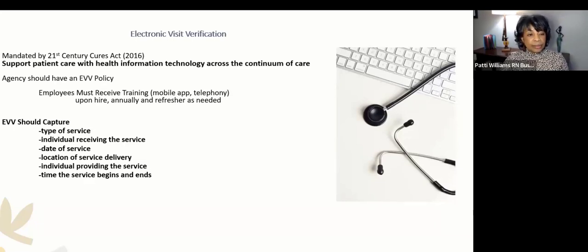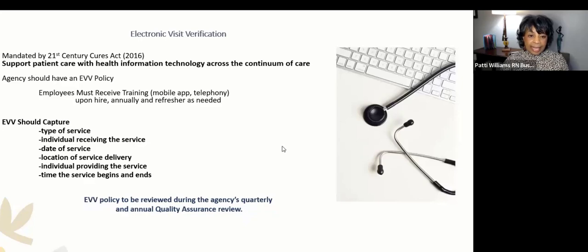Most EVV vendors are compliant, but you need to be sure, because you have to capture this data, especially if you do Medicaid or Medicare. And this is good data for a private company to have if you don't do those. Also, once you make sure you have an EVV policy in your policies and procedures, it should be reviewed quarterly when you do your quarterly reviews, and annually when you do your quality assurance review. That's something that you would state in your policy.